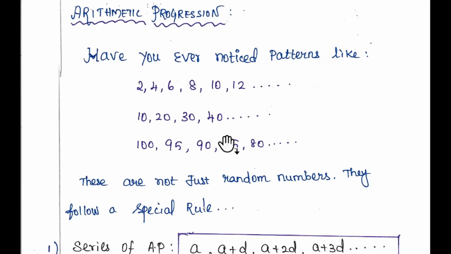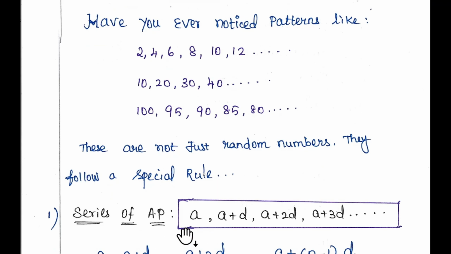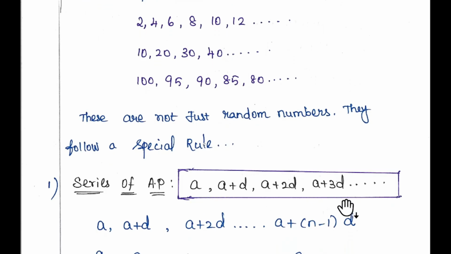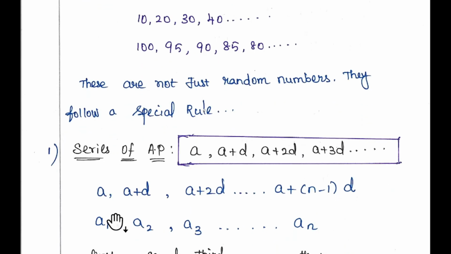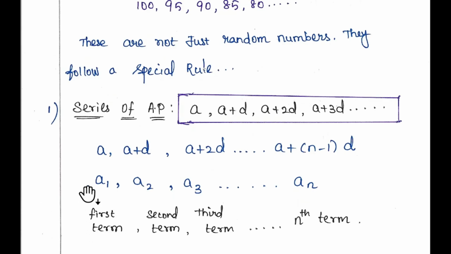Okay. So let us discuss the series of AP. So this is a number series, right? We can represent this number series in the form of the arithmetic progression formula: a, a plus d, a plus 2d, and it goes on like this. So every number series can be represented in this form, which we call the series of AP. The series of AP can also be represented in many ways.